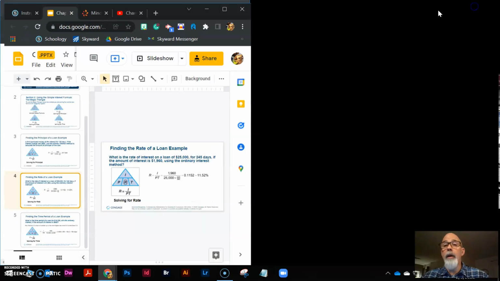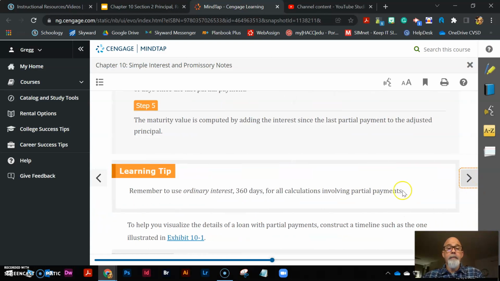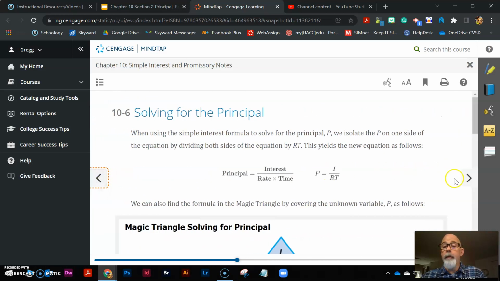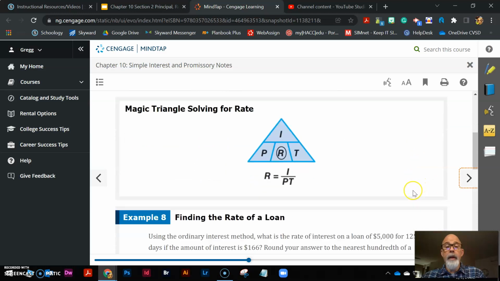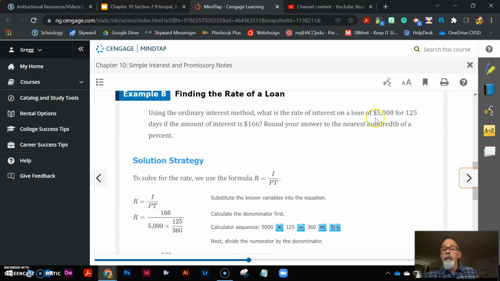So if I jump back over into our book, let me get back to this section here. Solving for rate. And here is another problem where they're going to have principal, number of days, and the interest. So you know the interest will go on the very top. Again, principal will show up down here. Here's my number of days because it's ordinary, it's 360. So again, when I do this, I like to solve this part first.